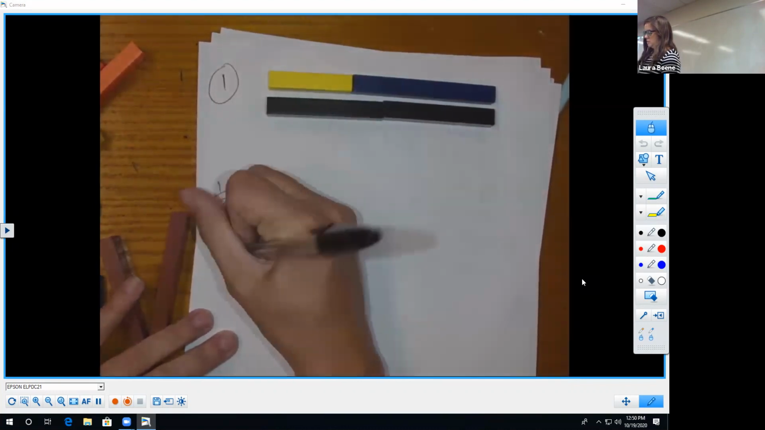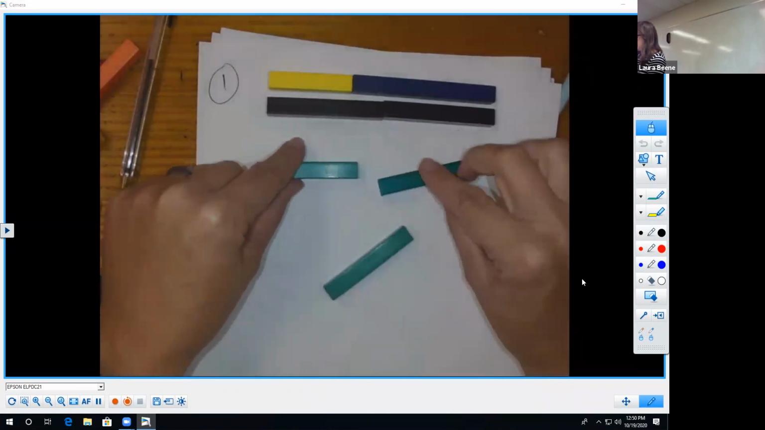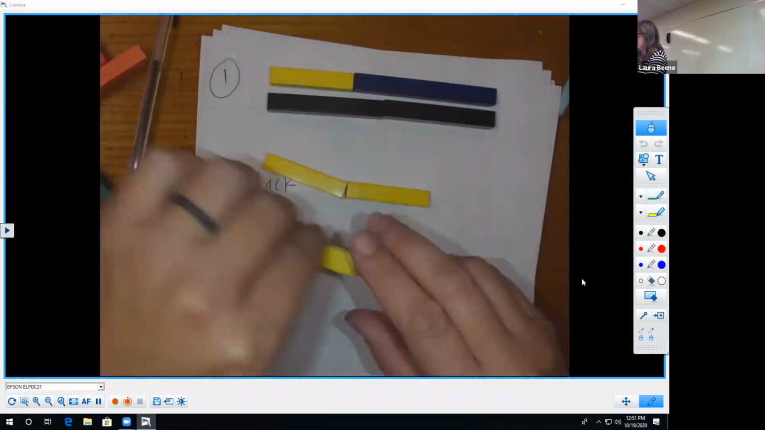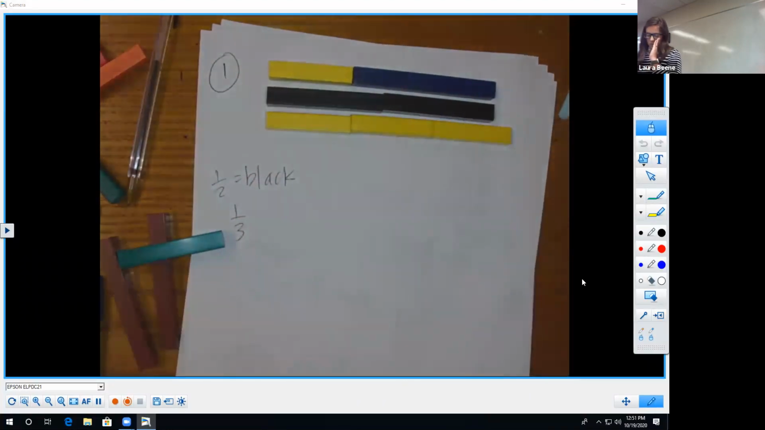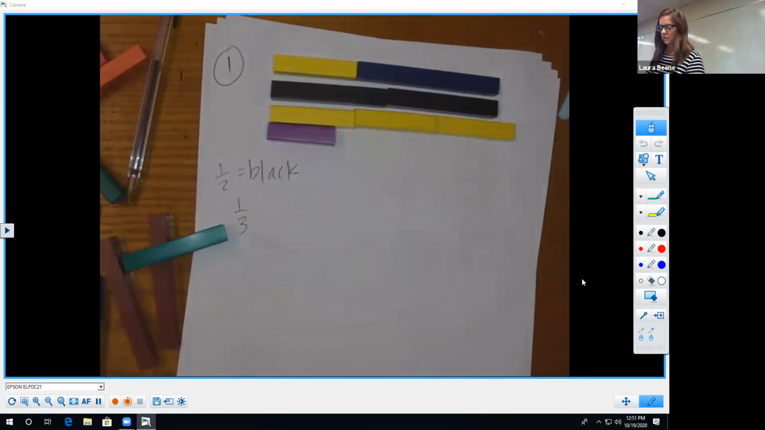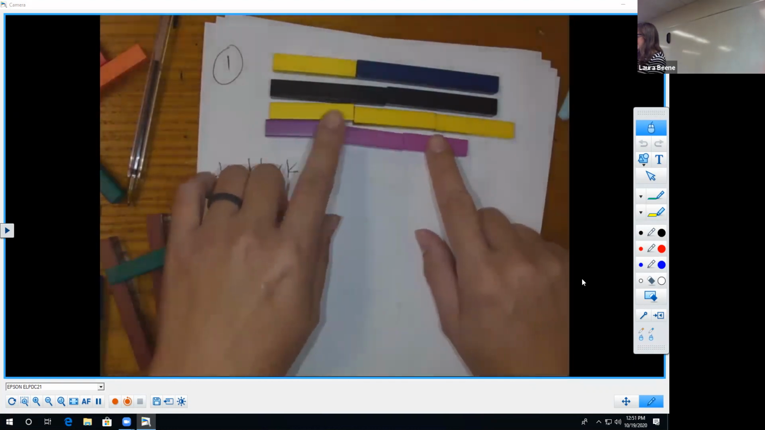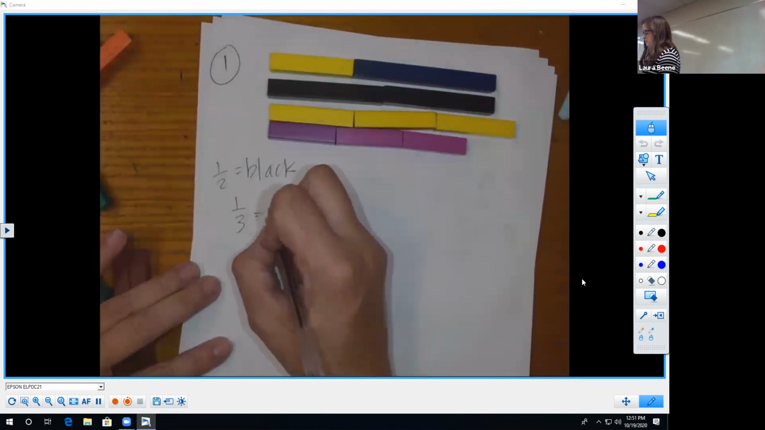And then the third would be 3 pieces. See if you can find 3 pieces that fit. It is not dark green. Try yellow maybe? Not yellow. What's one smaller than yellow? Purple. Purple's the one that's smaller than yellow. If I try purple, will it fit? No. So yellow's too big and purple's too small. So there's nothing that makes 1/3.